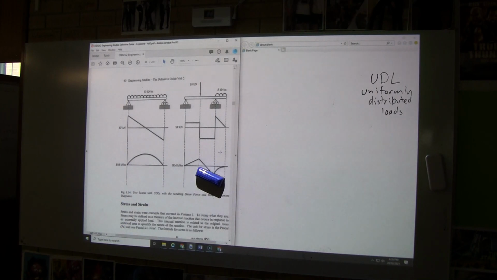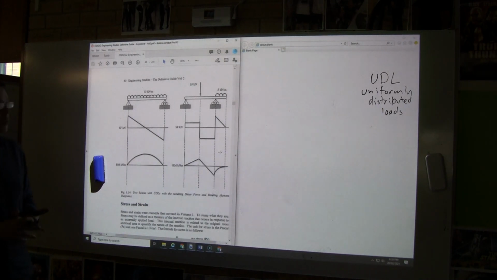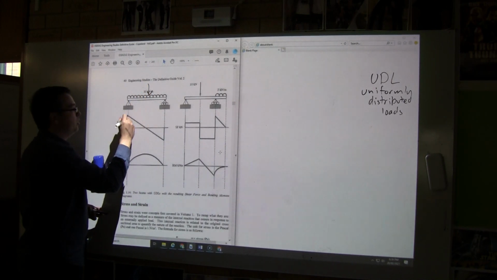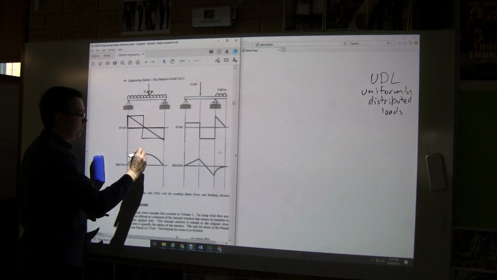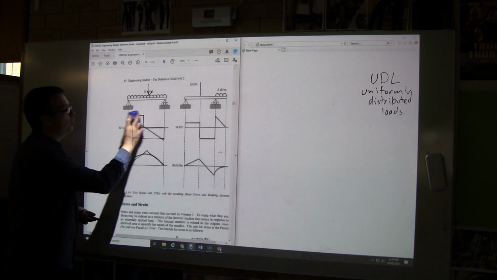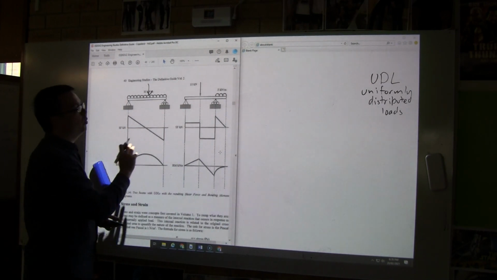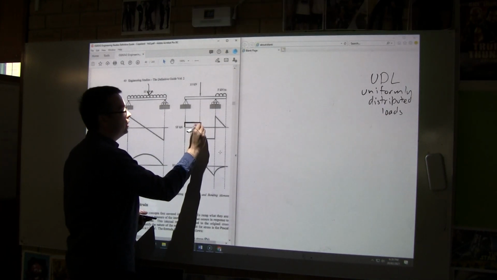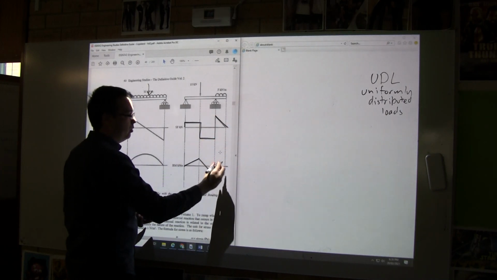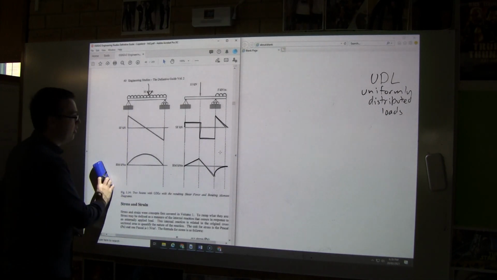Okay, so for uniformly distributed loads, we do need to be able to recognize what we predicted here, that if this was a single point load, we would see this. We'd see rectangles on the top and triangles on the bottom. When it's a uniformly distributed load, what we see is triangles on top and curves on the bottom. Now let's have a look here. Where we have a point load, we see rectangles and triangles. And when we see UDLs, we see triangles and curves. And if you can match up the triangles and curves, you're going to have a good time.